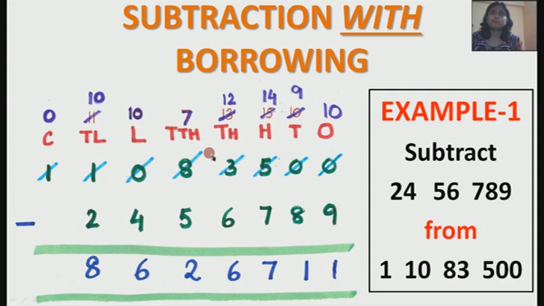We now move on to subtraction with borrowing. Again, you have done it in class 4, but a quick recap of that. Now, you can see that the places has already been written here. This sum is in Indian system. Let's read the sum. Subtract 24,56,789 from 1,10,83,500. So I have written the places before. That is very important. Under that, the bigger number, then the smaller number, and I have calculated.